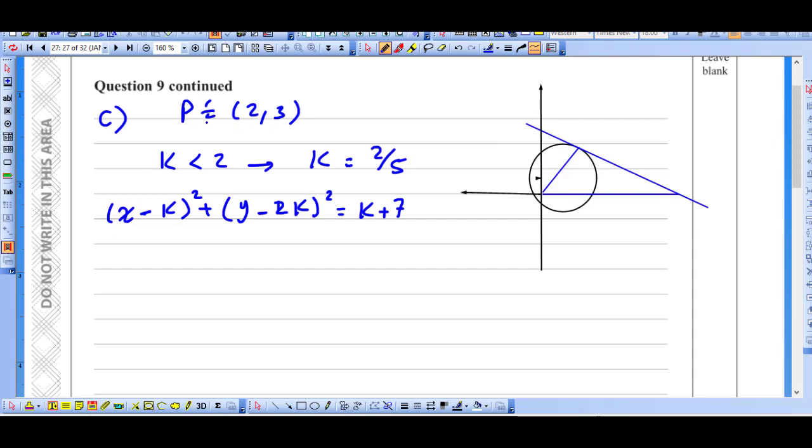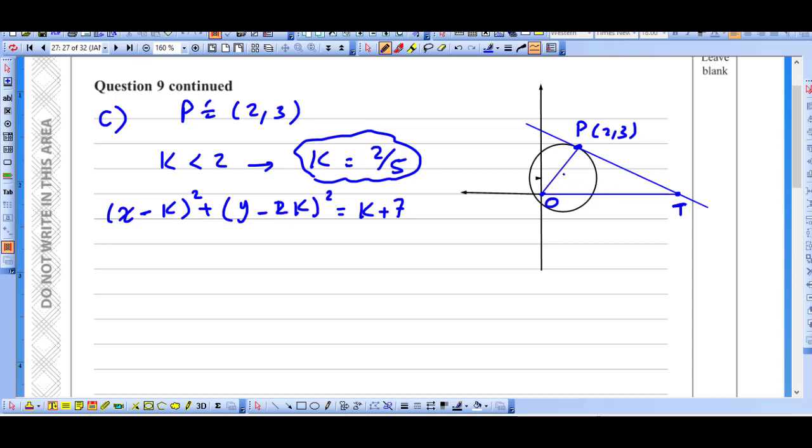Now this is the given data. Point B is (2, 3), which is this point. So this is B, (2, 3). We know that k is less than 2, so we'll take k equal to 2/5. This is point O. The tangent cuts the x-axis at point T. We need this area, BOT.